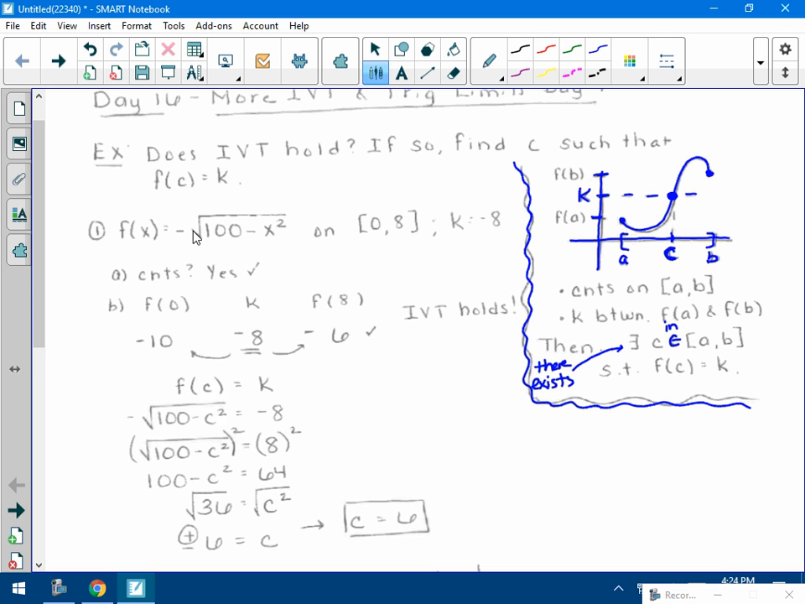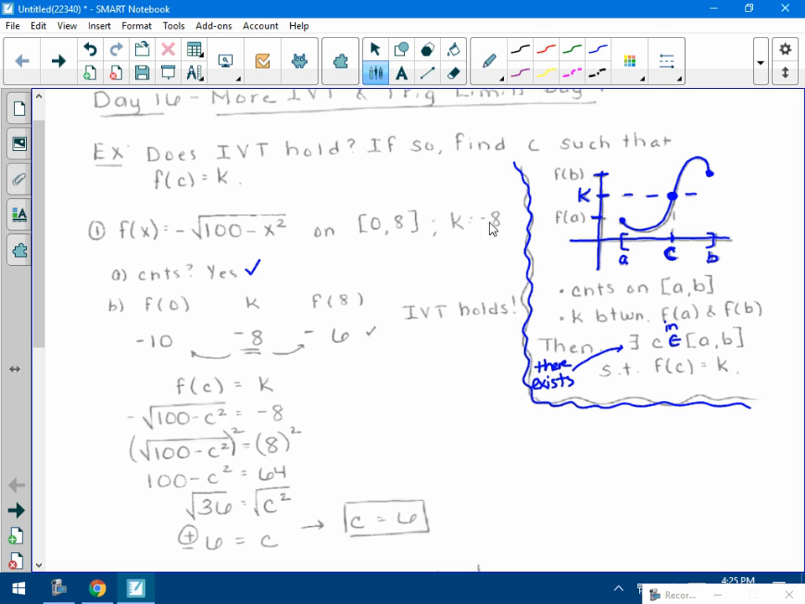f of x equals negative radical 100 minus x squared on the interval 0, 8. Is it continuous? Well, on 0, 8 it is. If I plug in 0, this is just radical 100. If I plug in 8, this is just 100 minus 64, still a positive value. If I picked a number like 12, I'd have a problem. We'd have a negative under a radical, but that's not this interval. So it is continuous on this interval, so that's good enough for me.